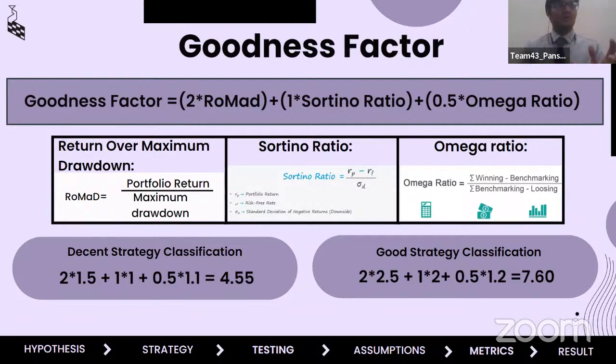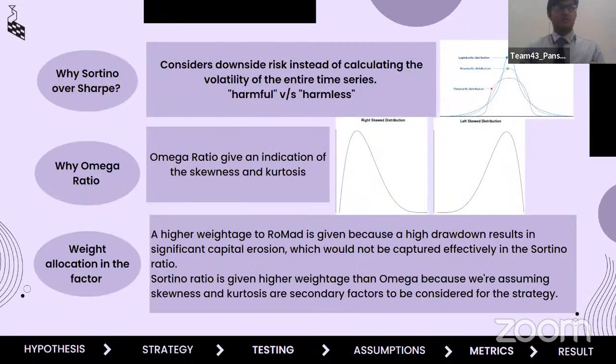For example, for a decent strategy, we have assumed the return on maximum drawdown to be 1.5, Sortino to be 1, and omega ratio to be 1.1. Next slide, please. So the natural question that arises is why are we choosing these ratios, and what's the criteria for the weight application?